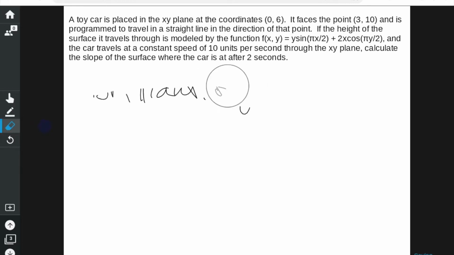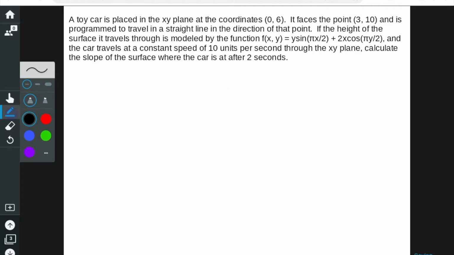All right. A toy car is placed in the XY plane at the coordinates (0, 6). It faces the point (3, 10) and is programmed to travel in a straight line in the direction of that point. If the height of the surface it travels through is modeled by the function f(x, y) = y sin(pi x / 2) + 2x cos(pi y / 2), and the car travels at a constant speed of 10 units per second through the XY plane, calculate the slope of the surface where the car is after 2 seconds.